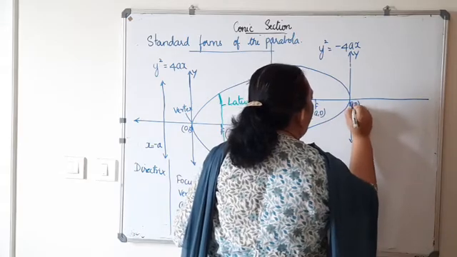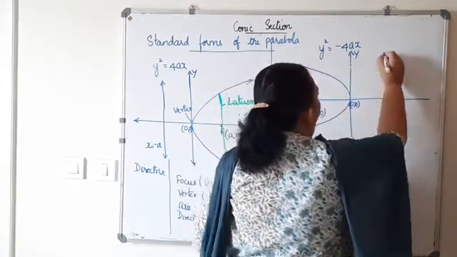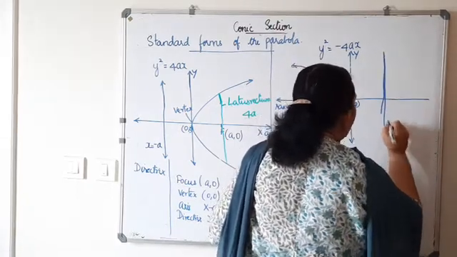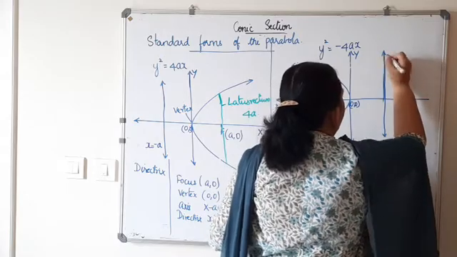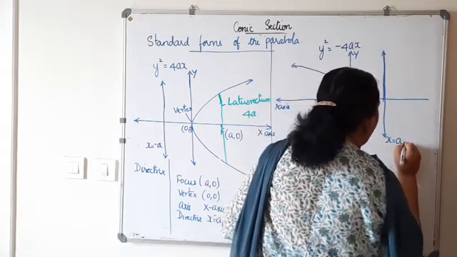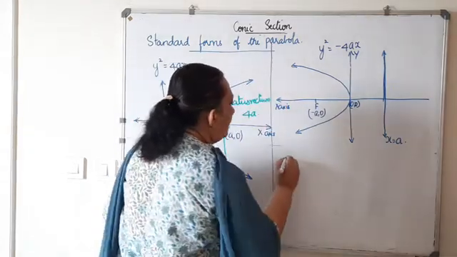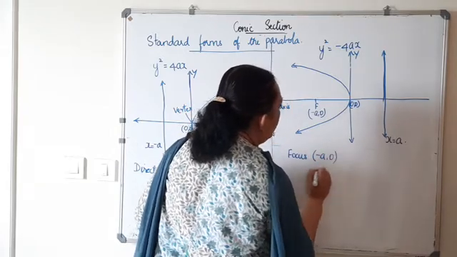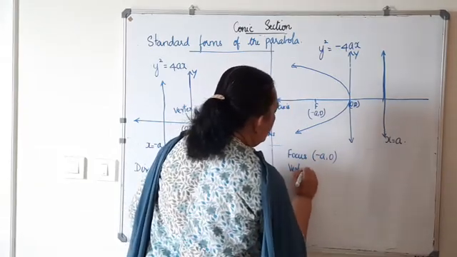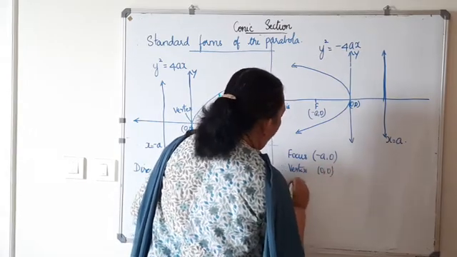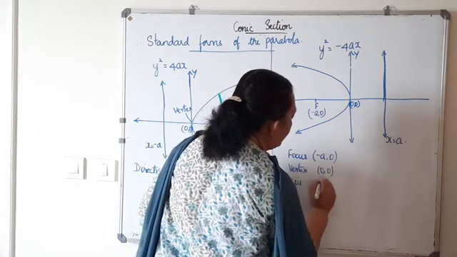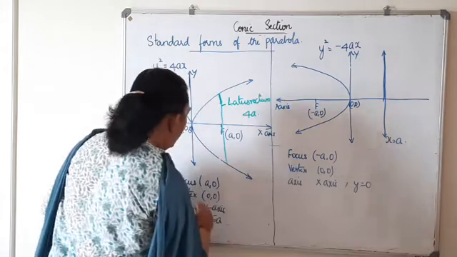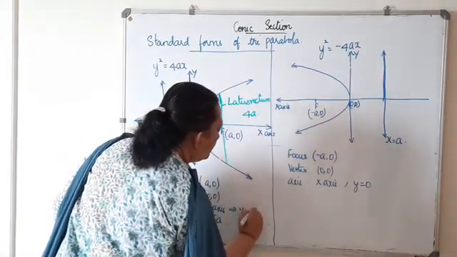Vertex is again at the origin. The directrix is at a distance of a units to the right side. So directrix is a line, and that is x is equal to a. So here you can say that the focus is equal to minus a comma 0. Vertex is equal to 0, 0. Axis, again it is the x-axis, and its equation is y is equal to 0. Here also x-axis means y is equal to 0.